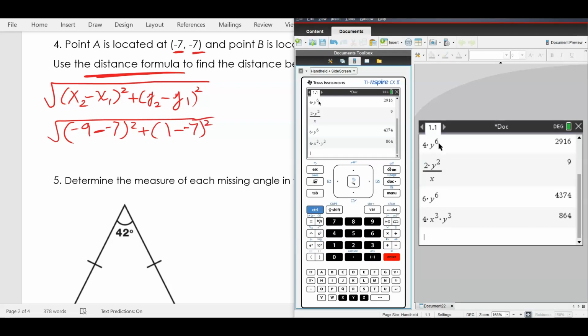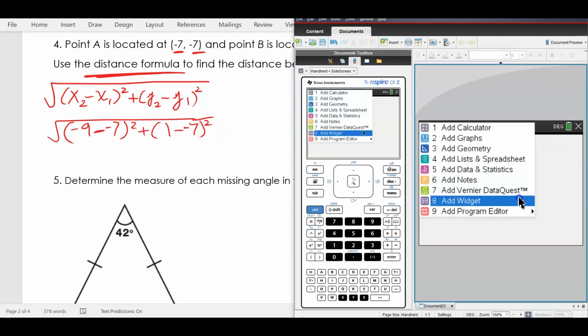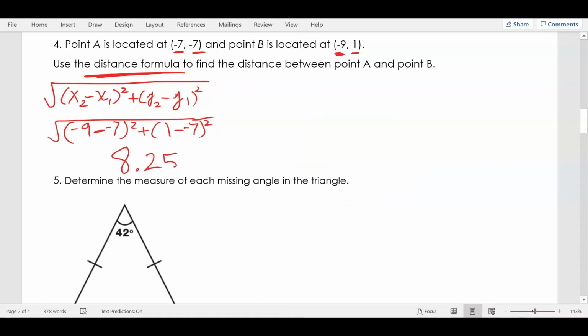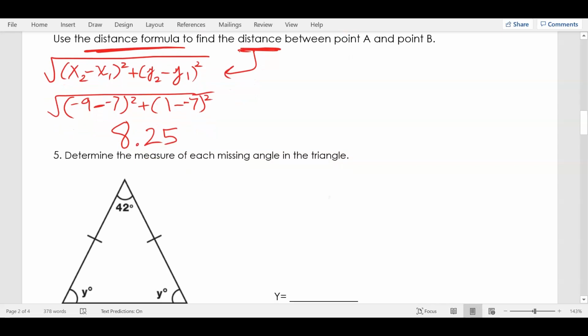Don't forget the squared. So when I go over here, new document, don't save, number 1. We need the square root sign, so you hit Control X squared, and let's start typing this in. Parentheses, negative sign 9, minus sign, negative sign 7, parentheses squared, plus, parentheses 1, minus sign, negative sign 7, parentheses squared. If you type it in perfectly like that, you'll get 8.246, which will round to 8.25. That is the distance formula. You've got to remember you're subtracting the two numbers, and be careful when you subtract a negative. You have to put minus sign, negative sign. Don't forget any squareds. Make sure you type it perfectly like that.